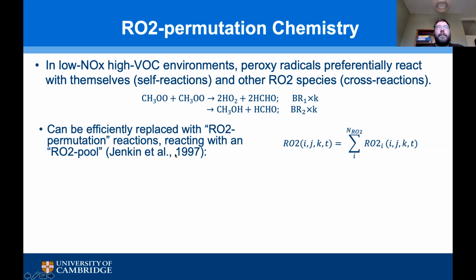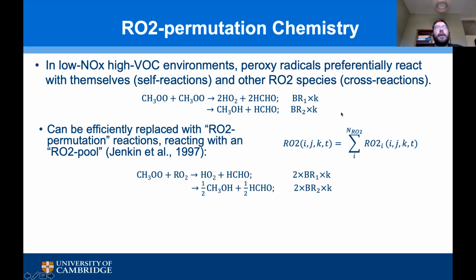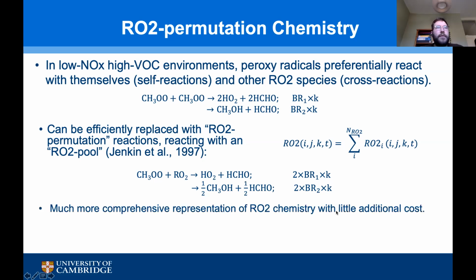There is this development where, rather than explicitly having each of these reactions, they react with what we call the RO2 pool, which is calculated as the sum of all the peroxy radicals. And so rather than having methyl peroxy radical plus methyl peroxy radical, you have methyl peroxy radical plus RO2. And you just halve the products and double the reaction rate, and it all kind of balances out.